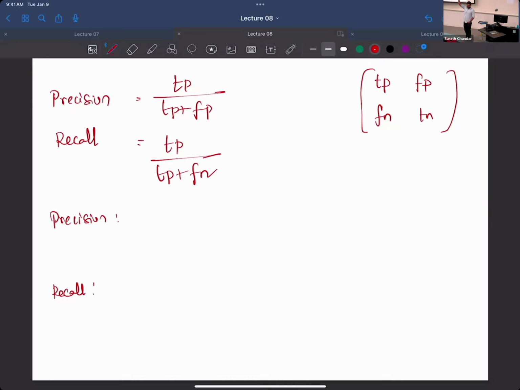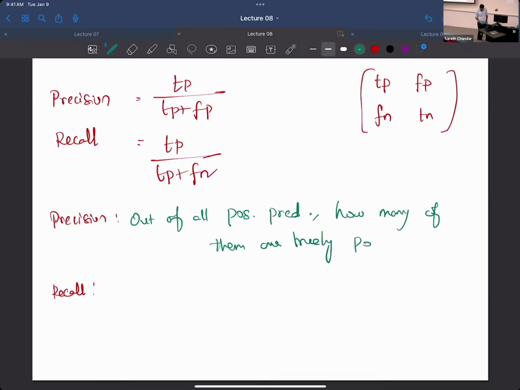Okay, so let's say my model says there are 100 positive predictions. How precise is my model? So whenever the model says someone has cancer, how many of them are truly cancer, right? So that is what precision means. Is that clear? So if I have to write it down, precision means out of all positive predictions, how many of them are truly positive.